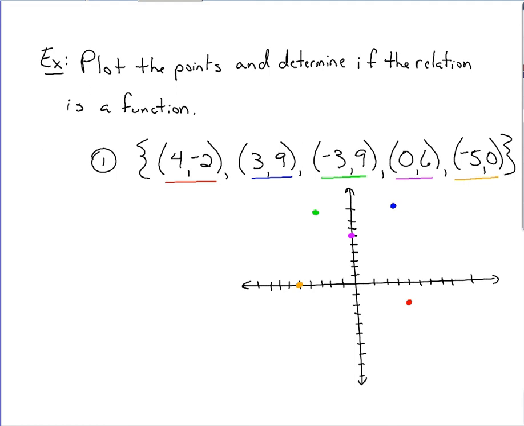Now we've got 5 points to consider here. If I drug my vertical line through this first point, it would just go through that one point. Through the second point, same thing. Third, just going through one. Fourth, just going through one. Fifth, same thing. So is this a function? Yes, it is a function. It passes the vertical line test.